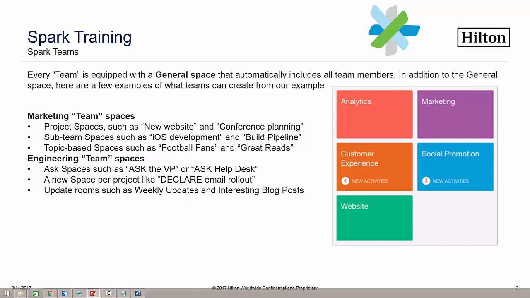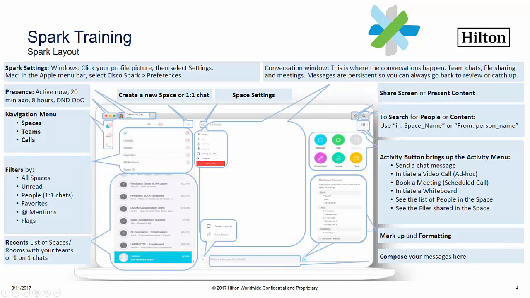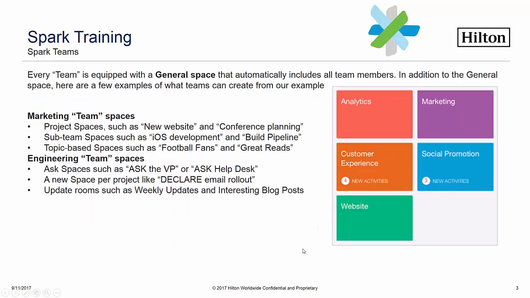The last example is you could have update rooms, such as weekly updates and interesting blog posts. If your boss is interested, then maybe they want to set up a weekly updates space so that instead of coming to someone or coming to their team members at the end of the week, they set up a space and they tell everyone, okay, at the end of the week, please go into this space and provide me weekly updates on whatever projects you might have. That way, they're not getting tons of emails from different people.